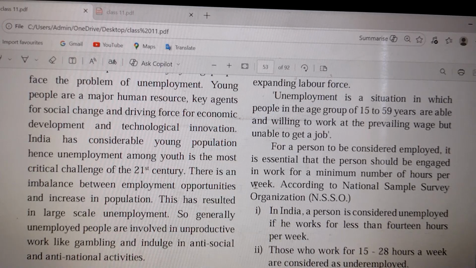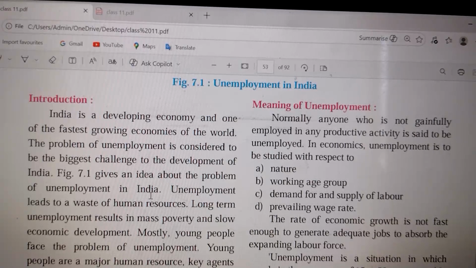There is an imbalance between employment opportunities and increase in population. This has resulted in large scale unemployment. So generally unemployed people are involved in unproductive work like gambling and indulge in antisocial and anti-national activities. This was the introduction. So the introduction says that India is a developing economy. Even after development, many people do not get jobs. Unemployment leads to wastage of human resources and slows down economic development.